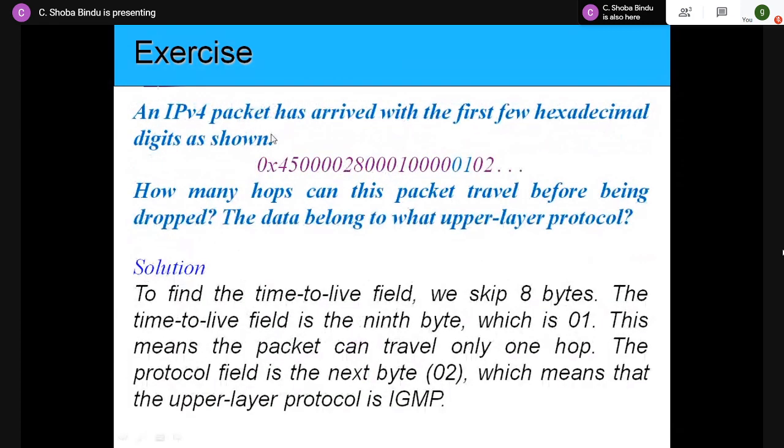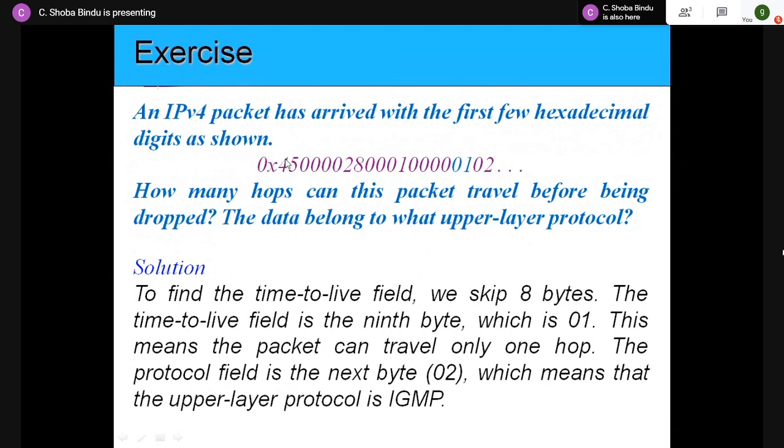An IP version 4 packet has arrived with the first few hexadecimal digits as shown here. This is represented in hexadecimal. Hexadecimal means one digit is represented as 4 bits. So this is 4, that is nothing but 0100. The first 4 bits represent the version, so this is version 4.